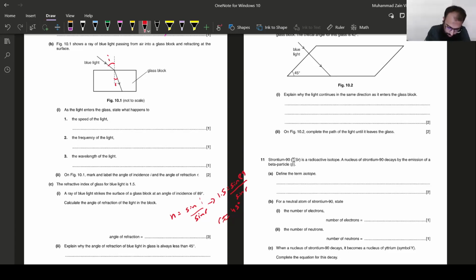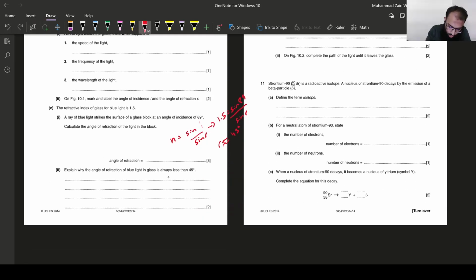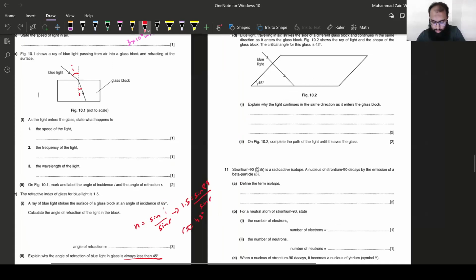That's what they're asking me. Why is the angle of reflection always less than 45? So I just tell them that the angle of incidence cannot go beyond 89. Obviously it cannot go beyond it, but it can go less than it. So whenever it goes less than 89, the angle of reflection would go less than 43, and therefore it would always remain less than 45 degrees. That's how I answer this.